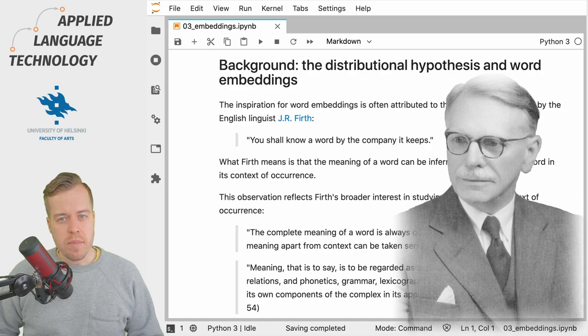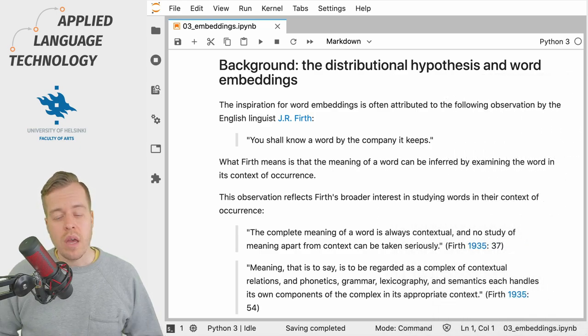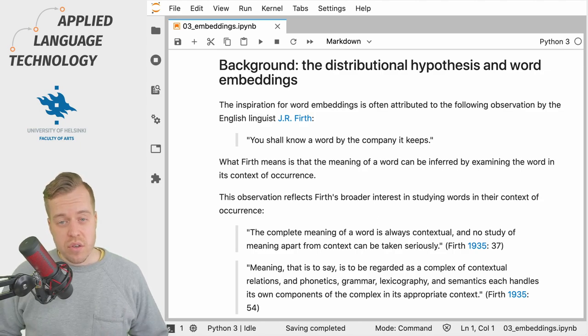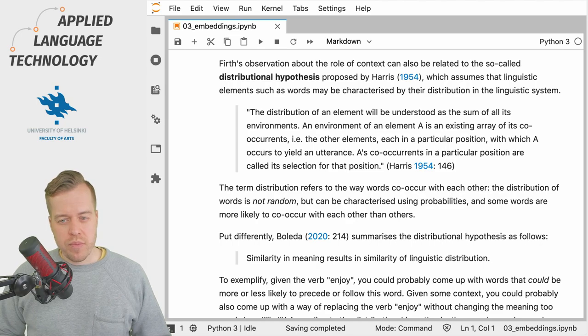What Firth means by this quote is that the meaning of a word can be inferred by examining the word in its context of occurrence. According to Firth, meaning emerges from the complex interplay of phonetics, grammar, lexicography, and semantics in some context or situation in which language is used. This, of course, is a fairly broad take on context, which emphasizes the role of the situation in which language is used.